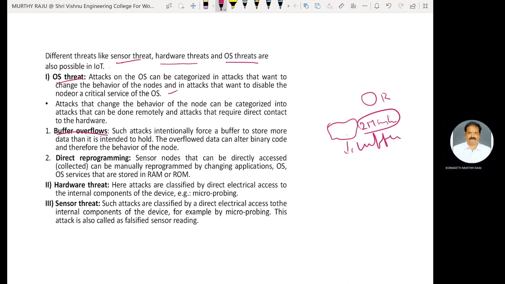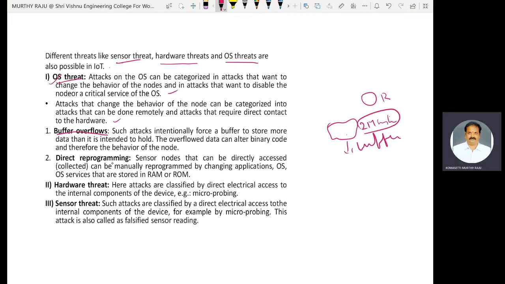Finally, operating system threat means attacks that change the behavior of the node can be categorized into attacks that can be done remotely and attacks that require direct contact to the hardware. With direct contact to the hardware, one can change the behavior of the node. That is called an operating system threat.